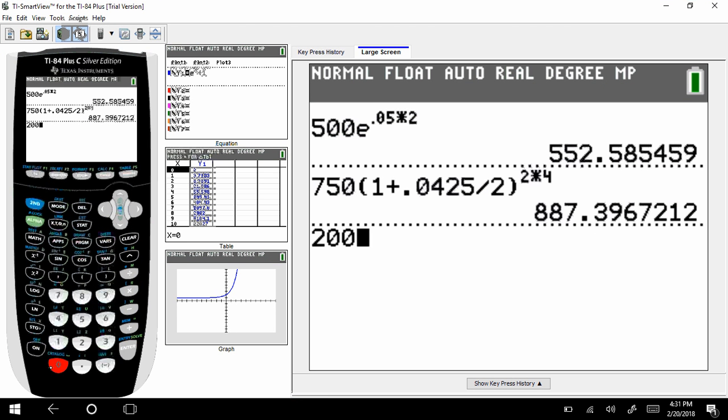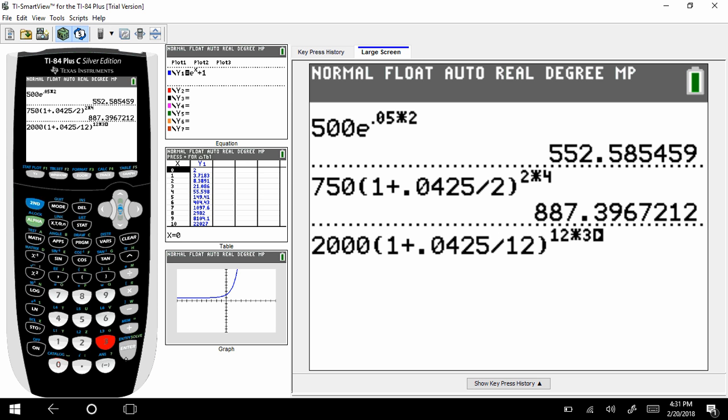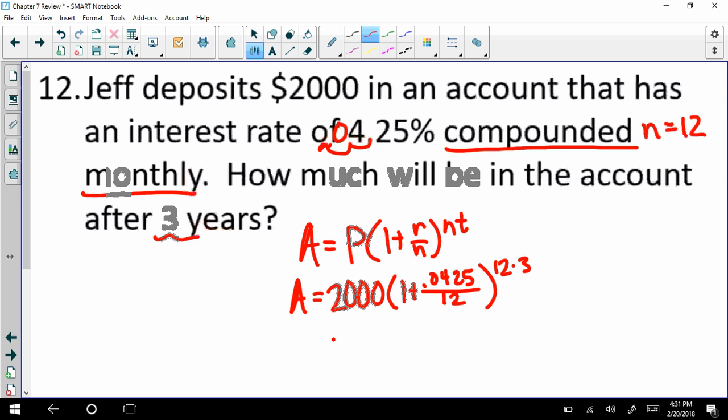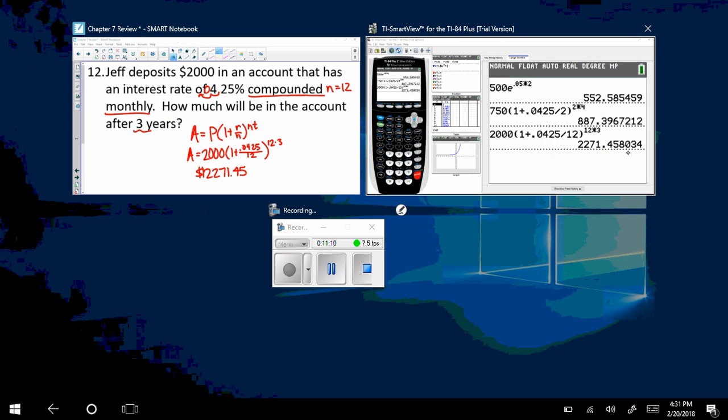So 2000 times 1 plus 0.0425 divided by 12, to the 12 times 3. Again, 2 decimal places make sense for money, so 2,271.45. And if you rounded it up to 0.46, that's okay. I'd take that. Although, again, not very many banks will round up for you.